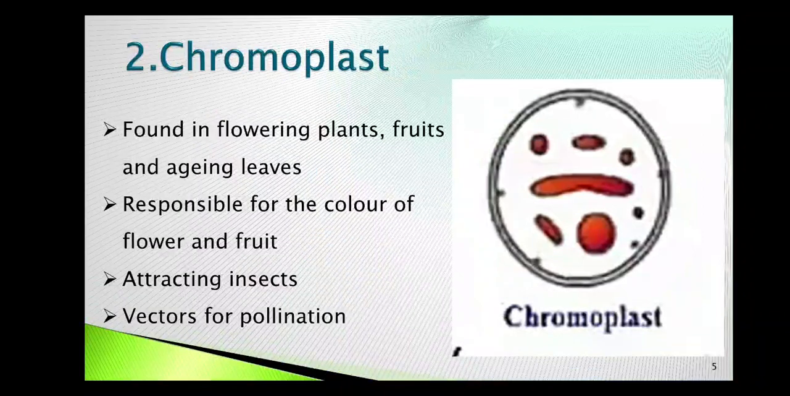Next, chromoplast. Chromoplasts are units where pigments are stored and synthesized in the plants. These are found in flowering plants, fruits, and aging leaves. Chromoplasts are responsible for the color of flower and fruit. They are involved in attracting insects, various vectors for pollination, and for fruit dispersal.